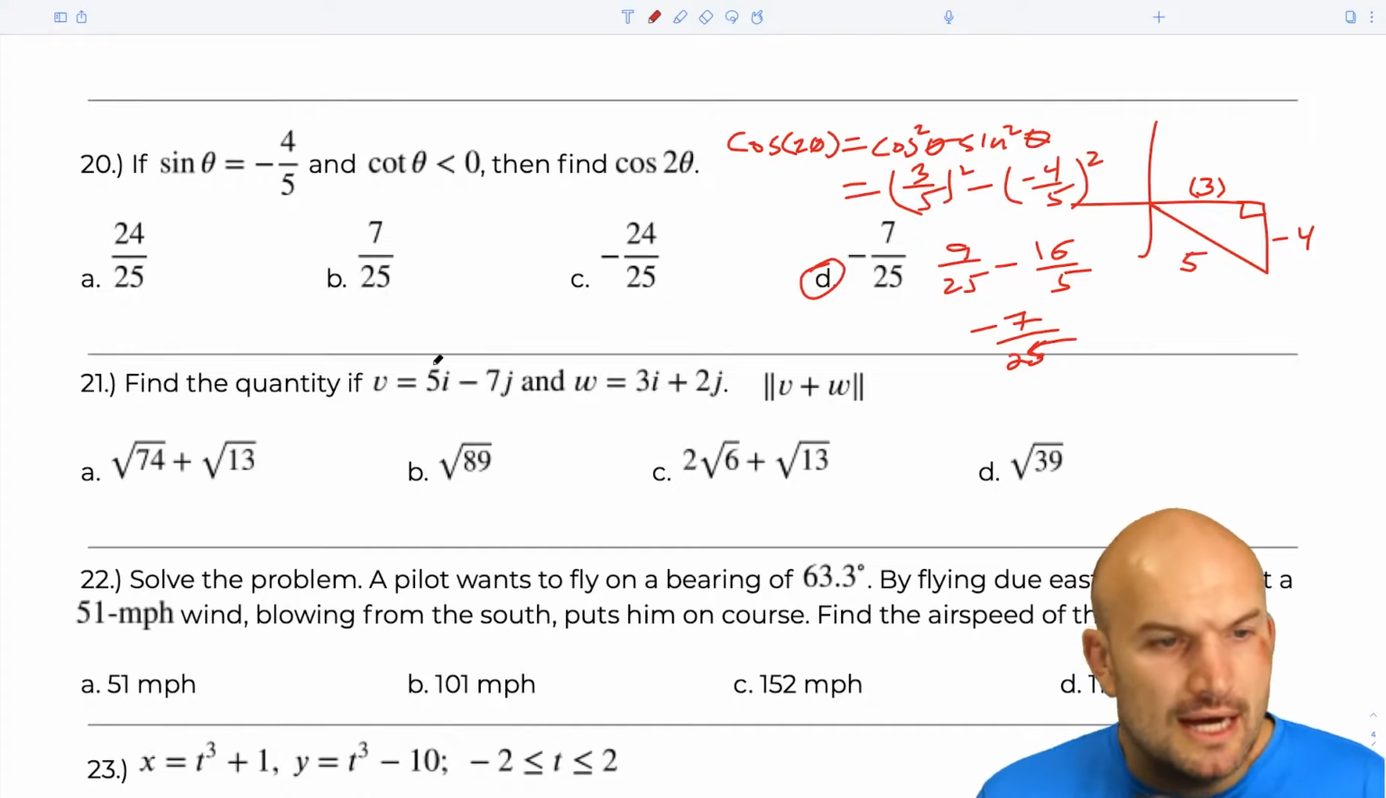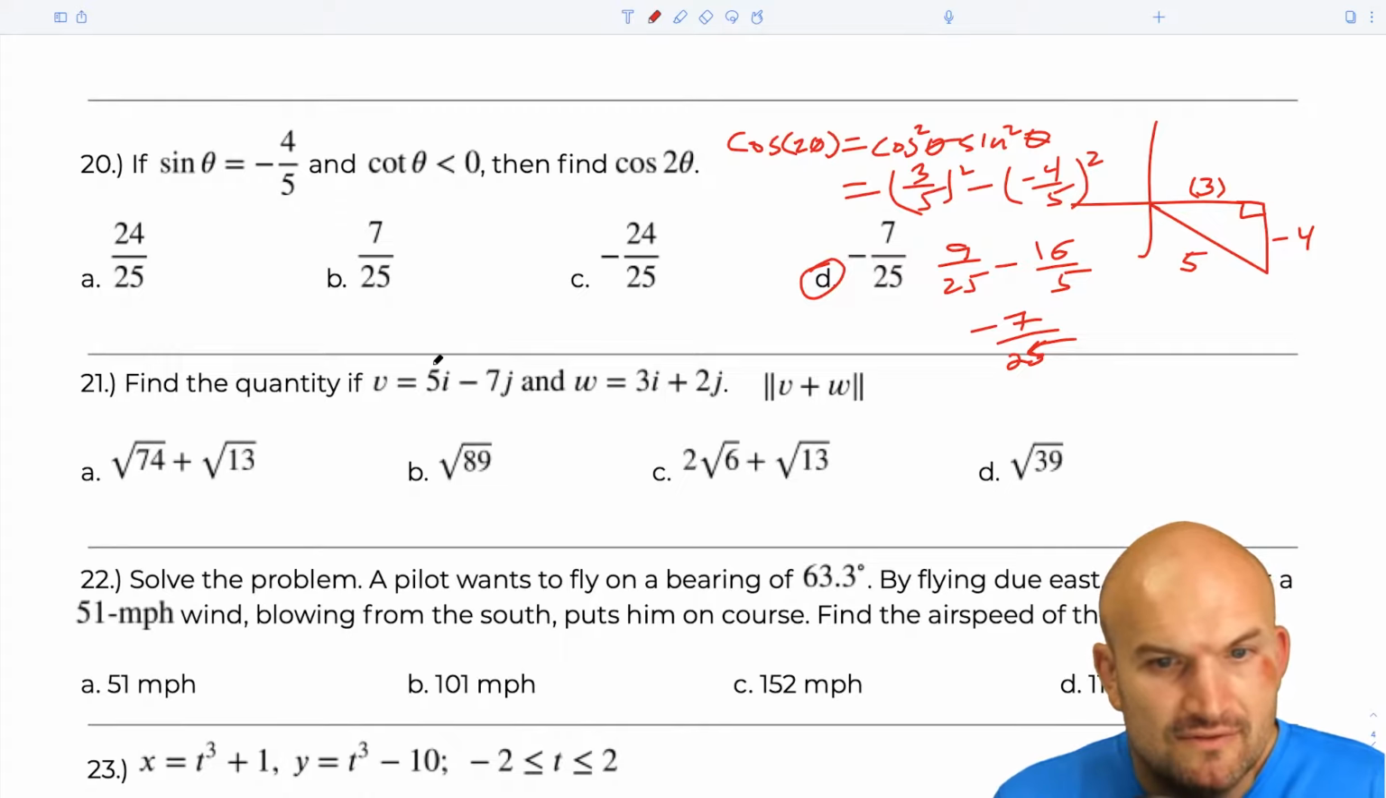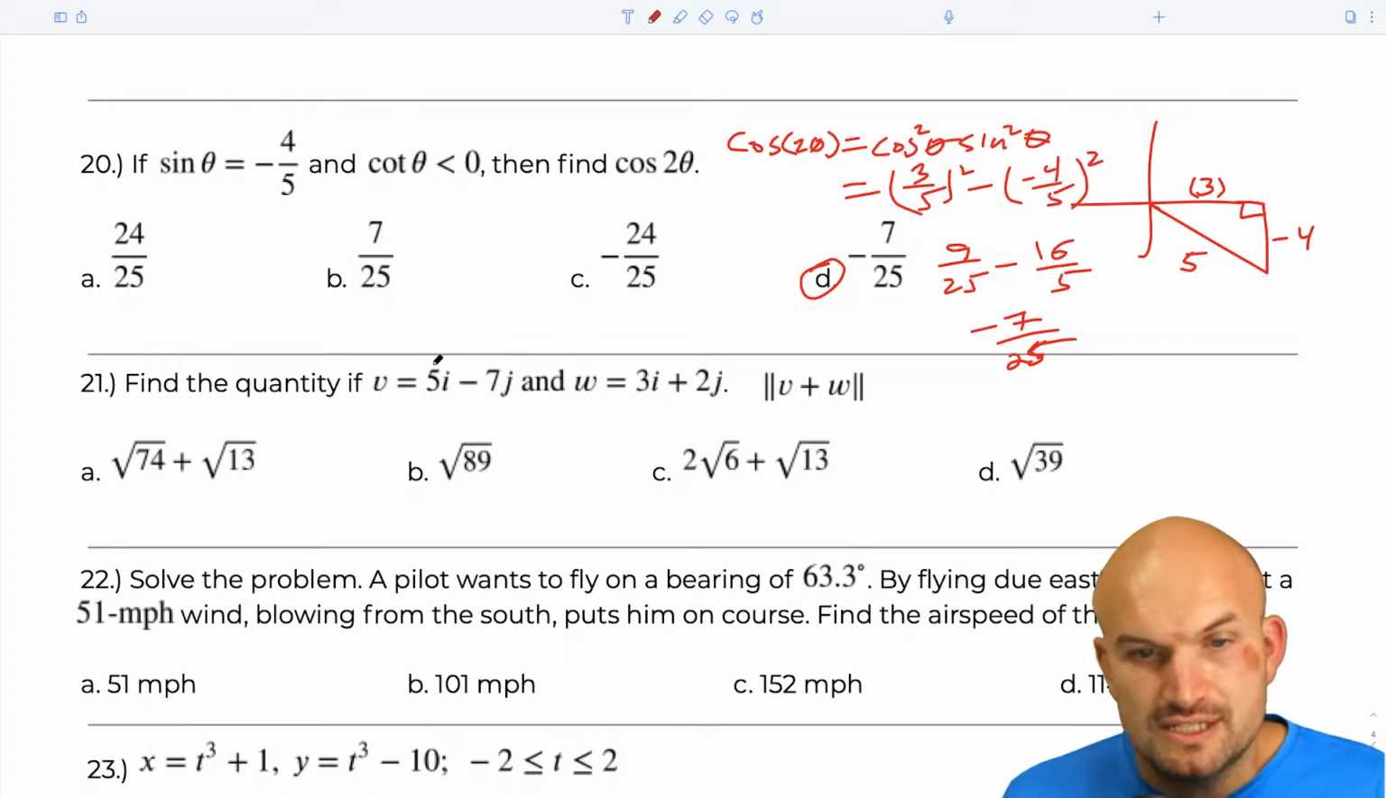Okay, cool. The next one is find the quantity of vectors. So we're going to find the magnitude of the sum of these vectors.